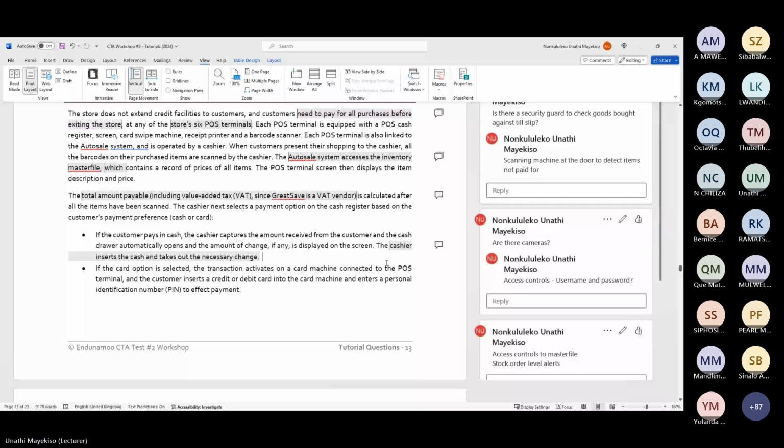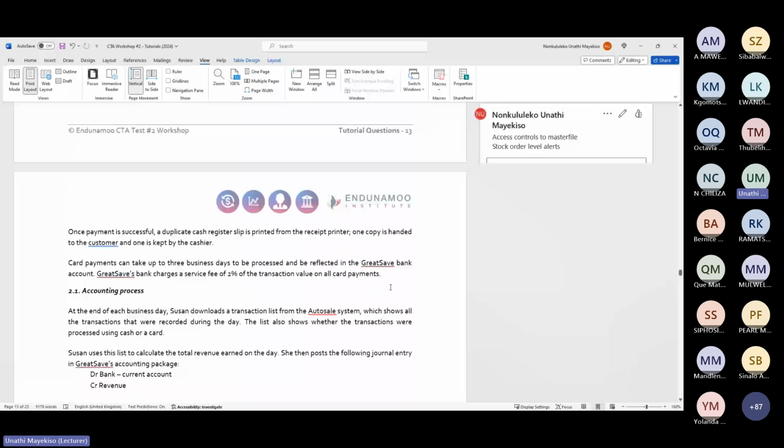Anything else? Once payment is successful, a duplicate cash register slip is printed from the receipt printer. One copy is handed to the customer and one copy is kept by the cashier. Card payments can take up to 3 business days to be processed and be reflected in Great Safe's bank account. Great Safe's bank charges a service fee of 2% of the transaction value on all card payments. Anything there?